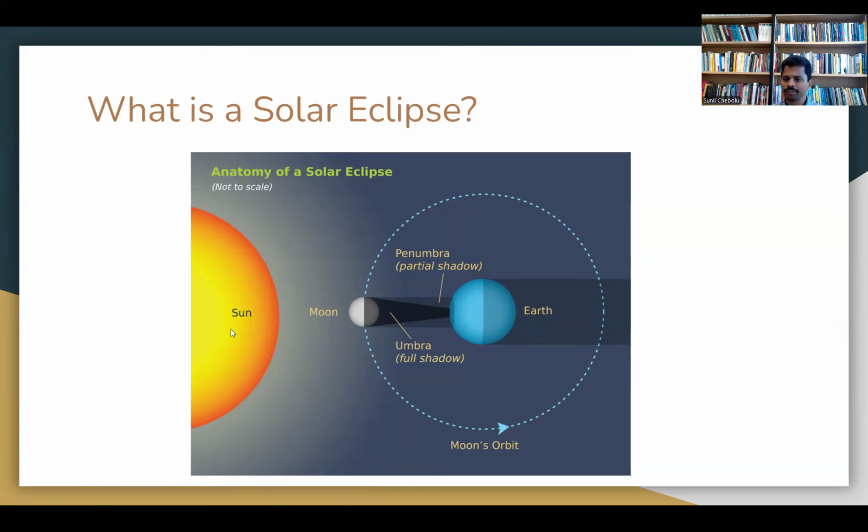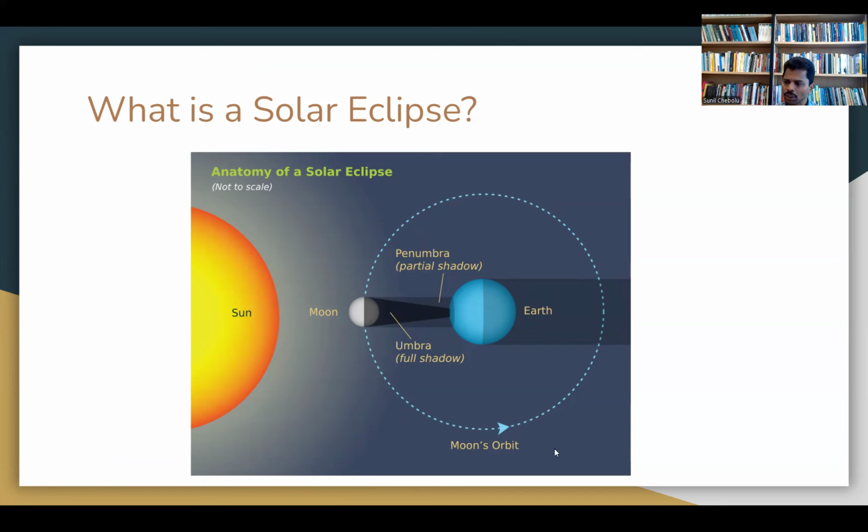So here's your sun and moon going around the Earth in its orbit. And you can imagine occasionally the shadow of the moon is going to fall on Earth. And if you happen to be within that shadow, you get to see a solar eclipse. So the solar eclipse occurs when the moon comes in between the sun and the Earth. Okay, but obviously there's a lot more going on there, but that's the main idea.